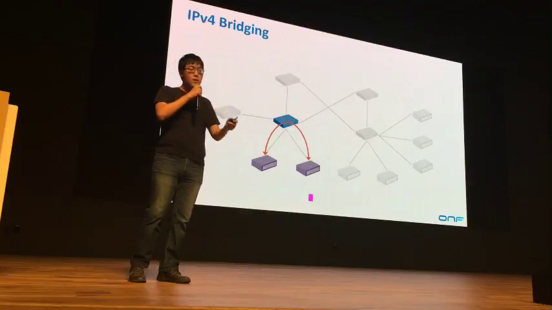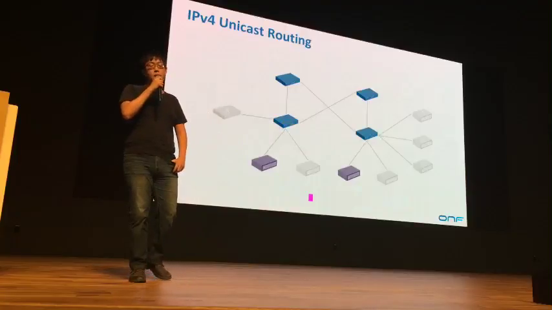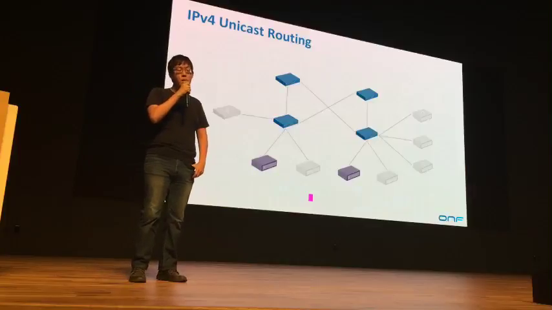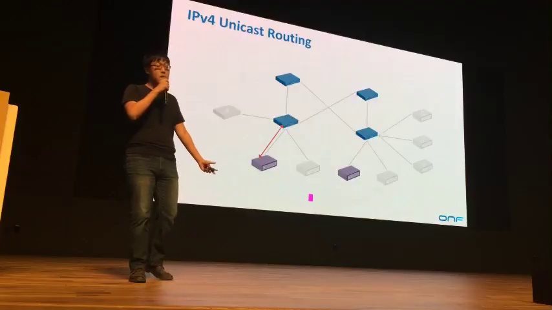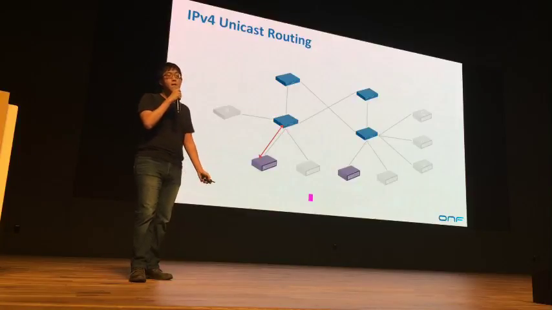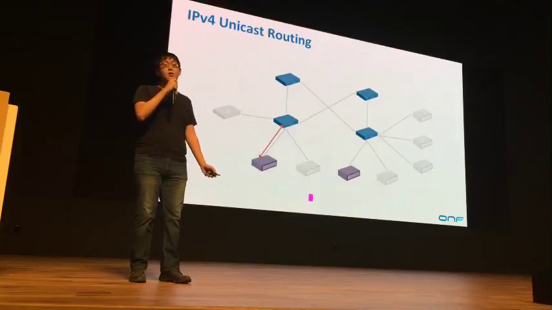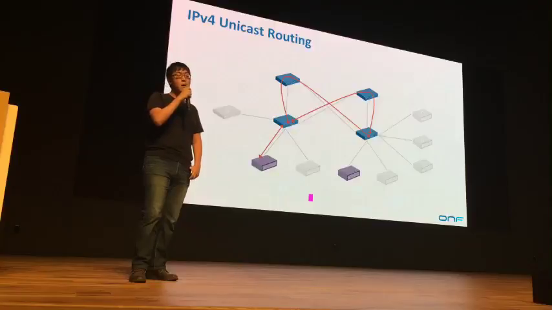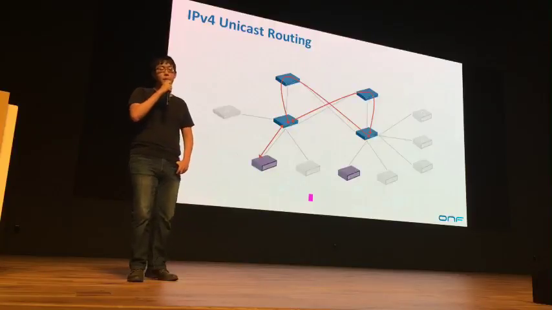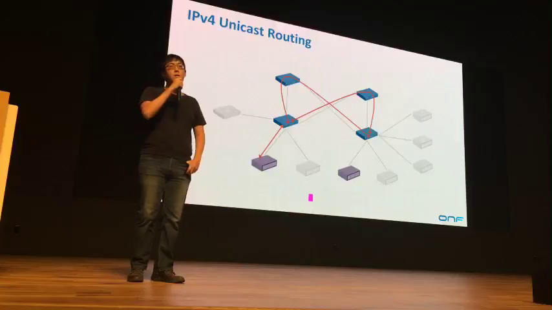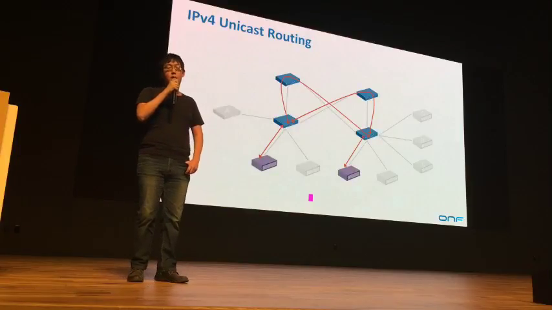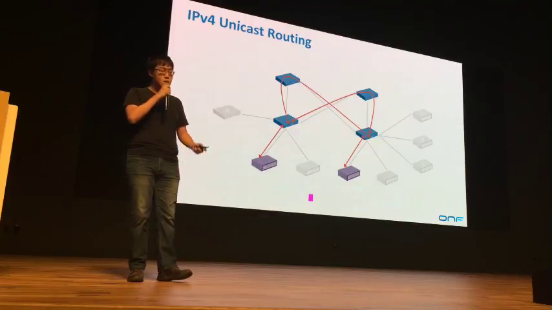We also have IPv4 unicast routing. That's used when you want to do inter-rack communication, like these two purple hosts when you want to talk across the rack. The source host will send the packet to the source leaf, and the source leaf would then hash this packet through multiple spines. This is done by ECMP hashing in order to do load balancing and also provide more redundancy. Then on the destination side, the destination leaf switch will just send the packet to the destination host.